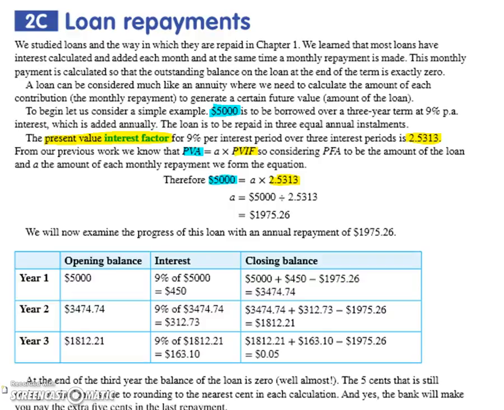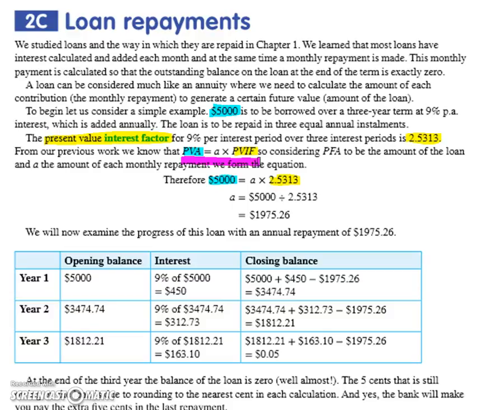You might remember a couple of chapters ago, we looked at present value interest factors. We've also looked at compound interest and present values of annuities and future values of annuities, and these all use tables for us to work it out. You may remember the PVIF, the present value interest factor. You'll notice I've highlighted it in yellow. With this one, we do have a formula, which I will underline: the PVA equals A times the PVIF.